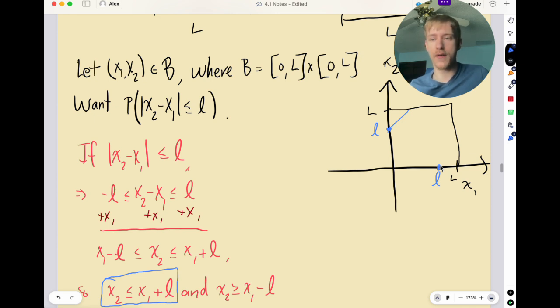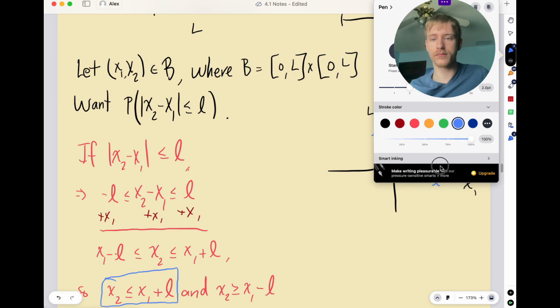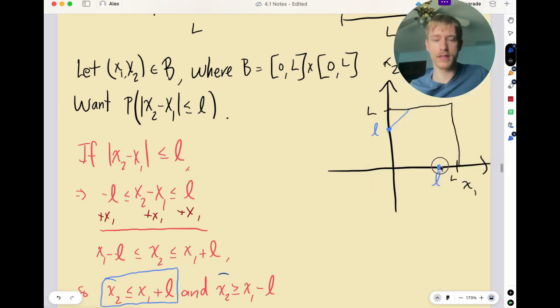The next graph, which I'll do in maybe a darker blue, says that x2 is bigger than or equal to x1 minus l. So we can imagine that there will be an l like all the way down here. Okay, that's going to trace out that region. But we don't really need this region outside of the box, so I'm just going to remove it.